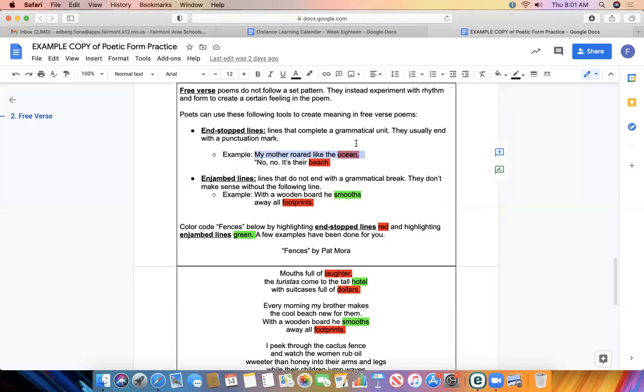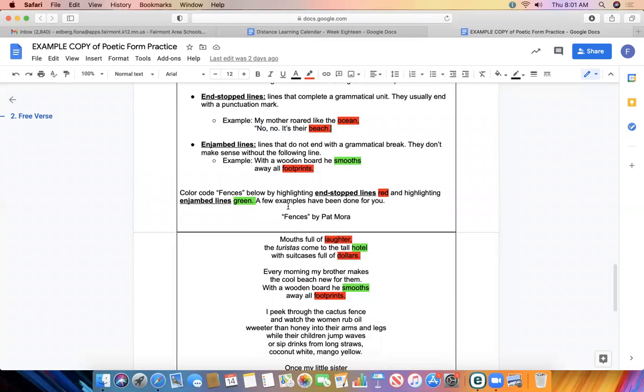My mother roared like the ocean. Sounds like a thought unto itself, sounds like its own sentence. And it ends with a comma, so that is end stopped. No, no, it's their beach. Again, it's end stopped. It sounds like its own sentence, and it ends with a period. So I highlighted all of those red.